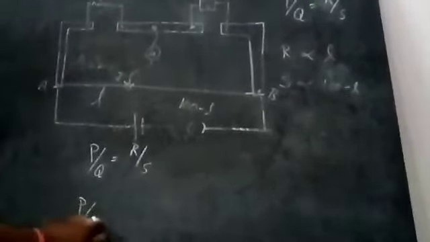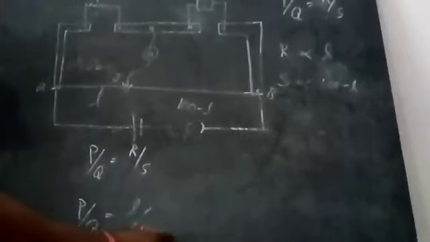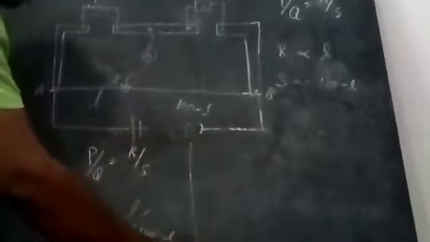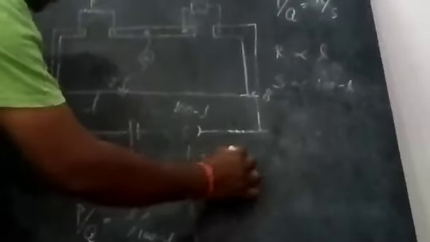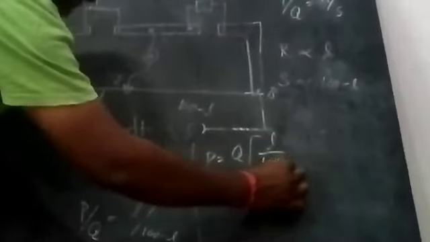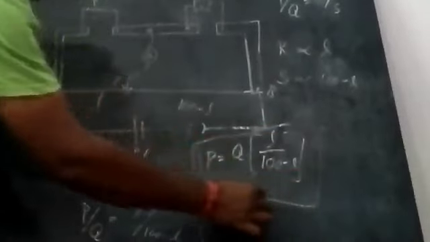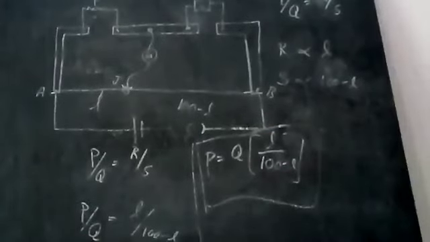So P by Q is equal to R, which I already said is L, and S, which is 100 minus L. If it is cross multiplied, finally we get P is equal to Q into L by 100 minus L. So by using this formula, the unknown resistance value can be found using the meter bridge.